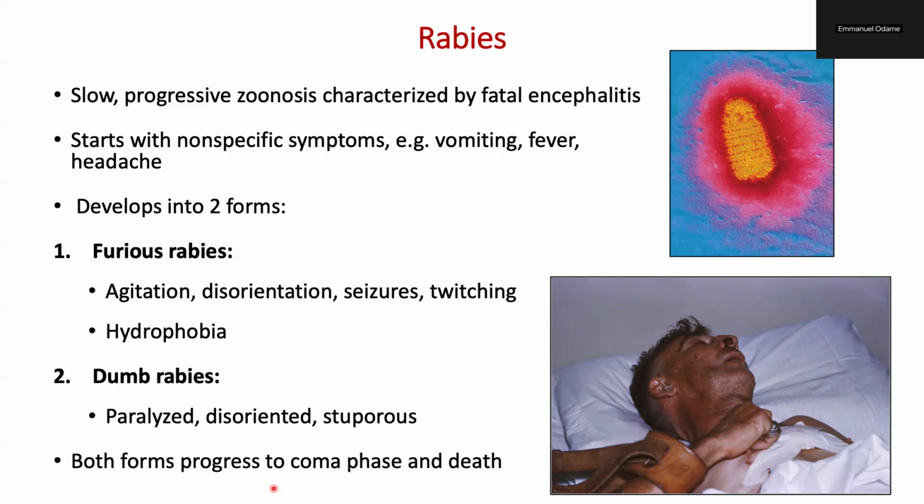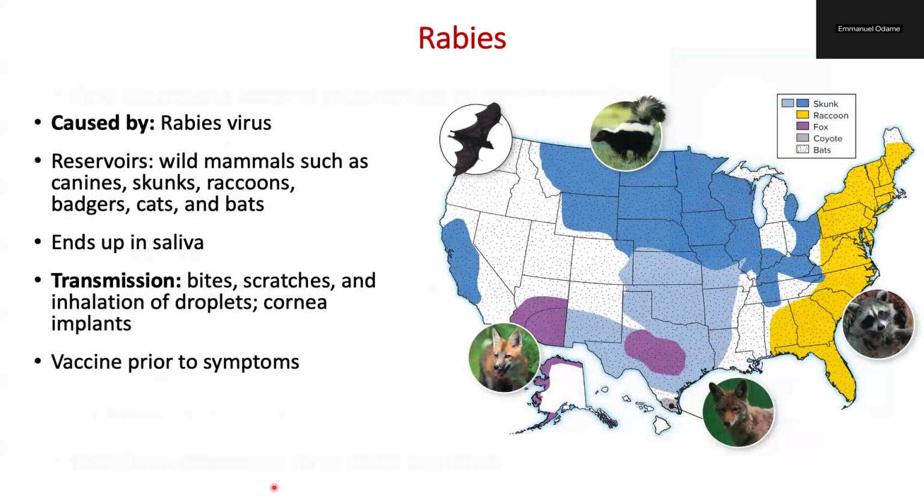So it's more like a one-way disease where you go from not being severely damaged to death. Death results mostly from cardiac or respiratory arrest, and pretty much no one survives. Only a few patients have ever been known to survive. So once you get rabies, it's more a matter of good luck. This disease is caused by the rabies virus, and the known reservoirs are wild mammals such as canines and dogs. We have skunks, raccoons, badgers, cats, and bats.